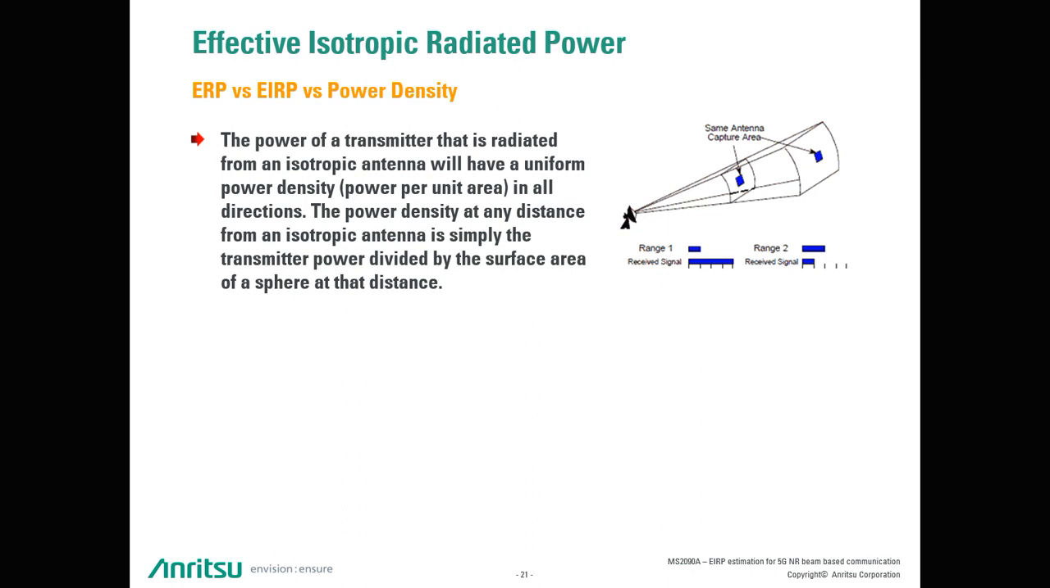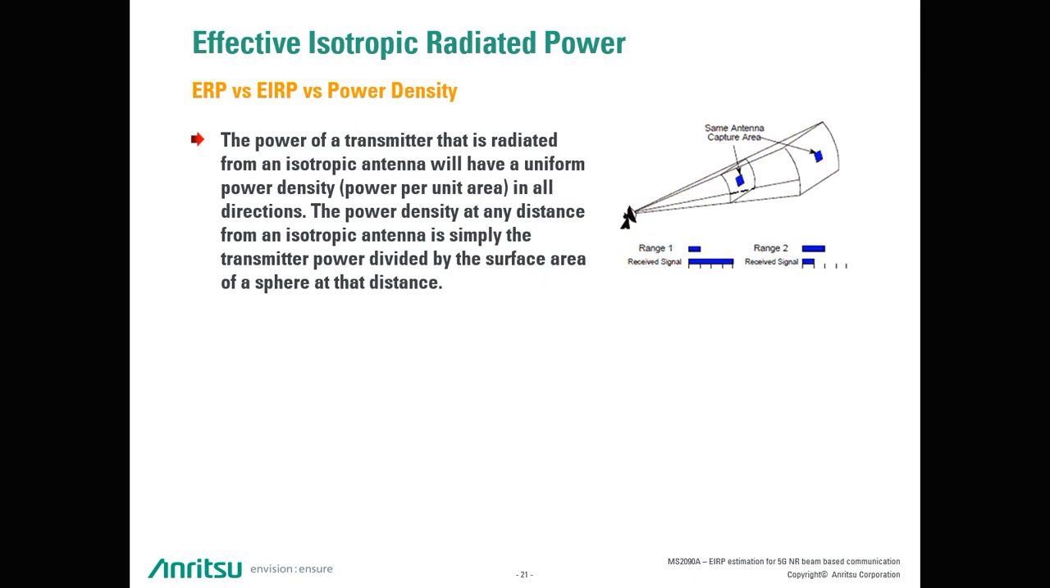The power of a transmitter that is radiated from an isotropic antenna will have a uniform power density in all directions. The power density at any distance from an isotropic antenna is simply the transmitter power, Ptx, divided by the surface area of a sphere at a distance of r. This means that every doubling of the distance is reducing the power density by a factor of 4. Let's make a quick example.